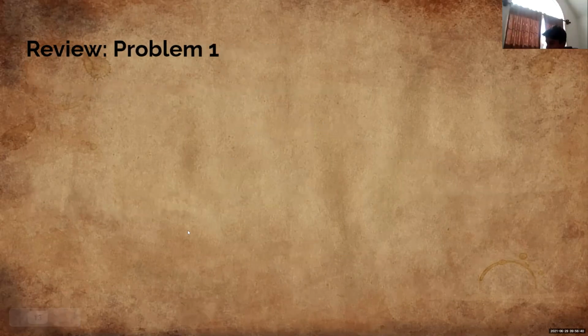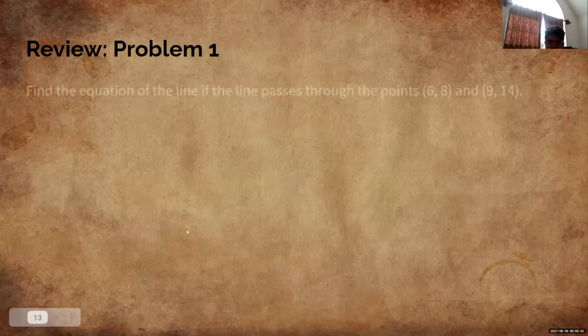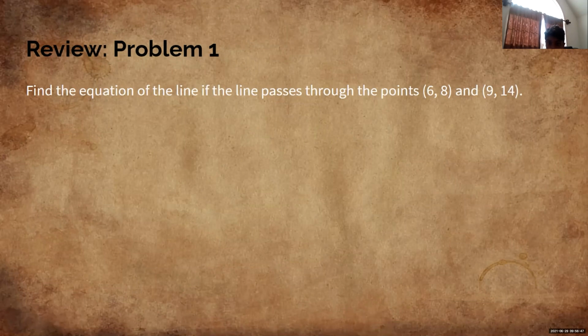Okay, so now we're going to be reviewing a couple of problems. Find the equation of the line if the line passes through the points (6, 8) and (9, 14). I'm not going to say anything while you are doing the problem, except I'm going to give you a layout of how you would solve this. First, write down slope-intercept form. Second, find the slope using these two points. Third, substitute one of the points into the equation and solve for the y-intercept, and then you'll have the entire equation.